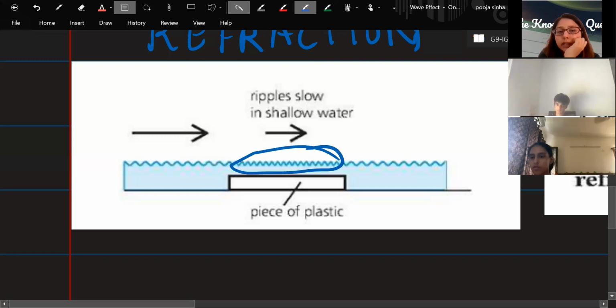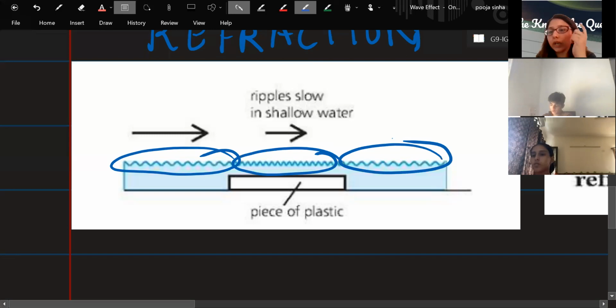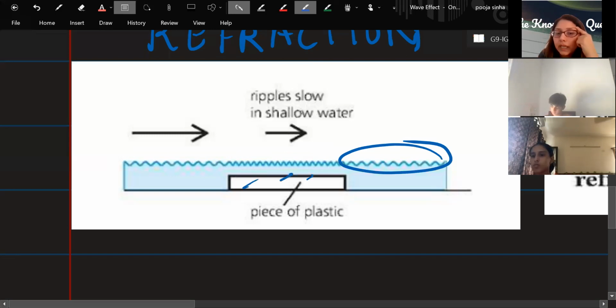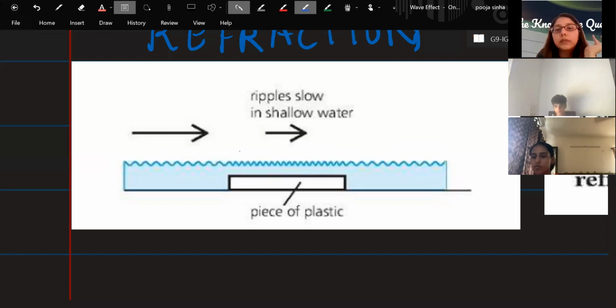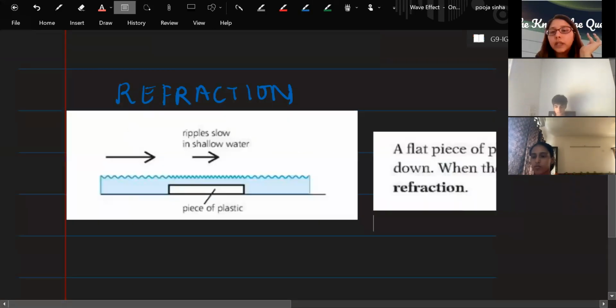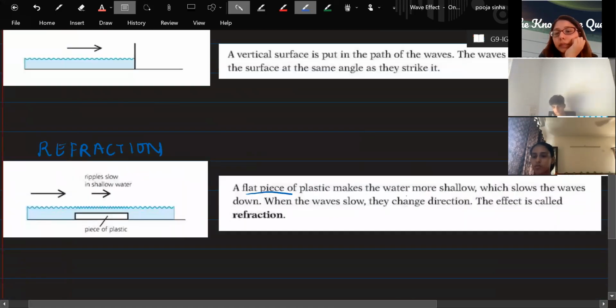So first you observe there's a difference here and here in the 3 parts, okay? What you need to keep in mind is there's a plastic which is kept in between at the bottom for refraction. And on top of that, whatever water is there, that will have a certain change. You will see that in the ripples there will be some change. So basically the ripples will slow down when there is shallow water. So let's read this. A flat piece of plastic makes the water more shallow. This slows the waves down. When the waves slow, they change direction. The effect is called refraction.